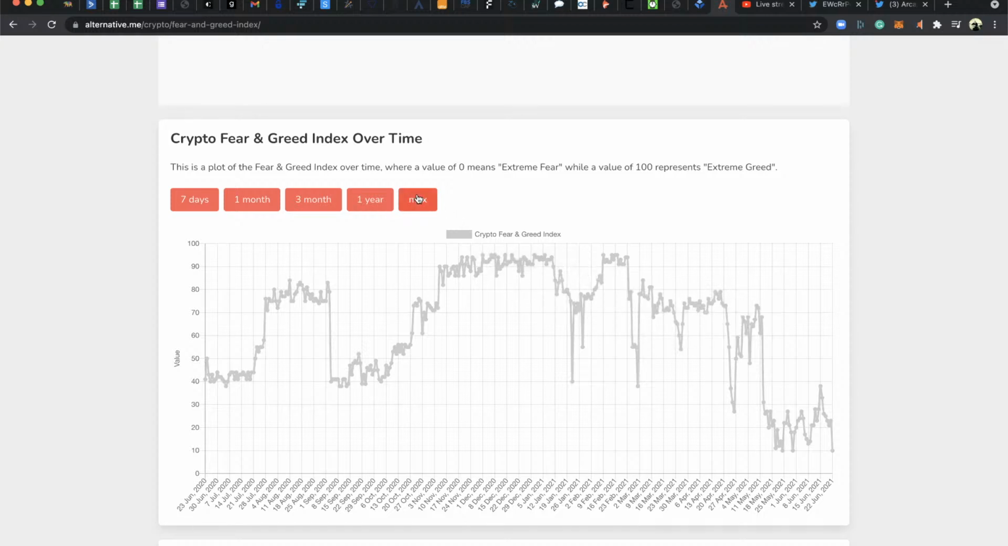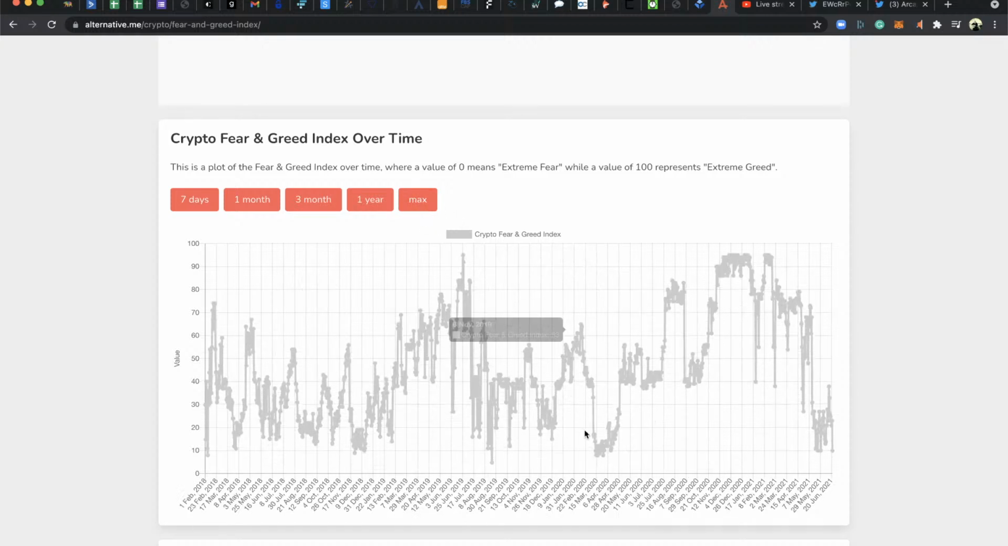We'll have to remember, oh, there we go. There's the max button. Awesome. So here, right where I'm looking at right now is the peak of the pandemic in March 2020. And we are at the same levels of fear that we were then. So that's really important to notice.